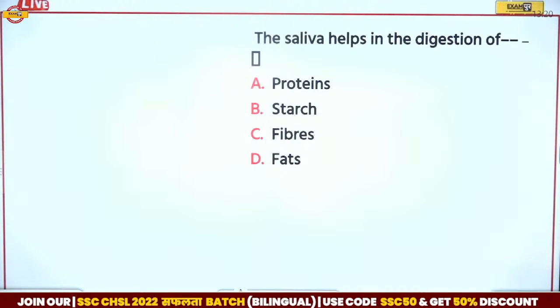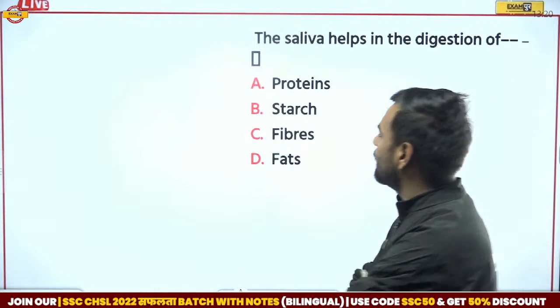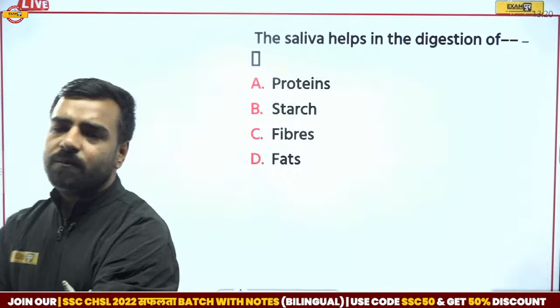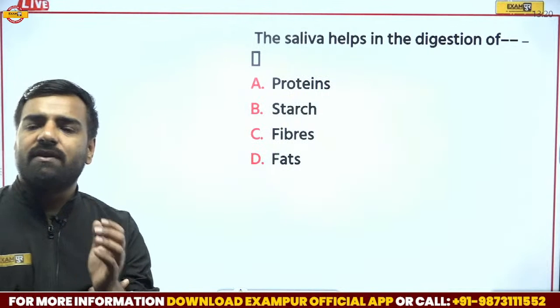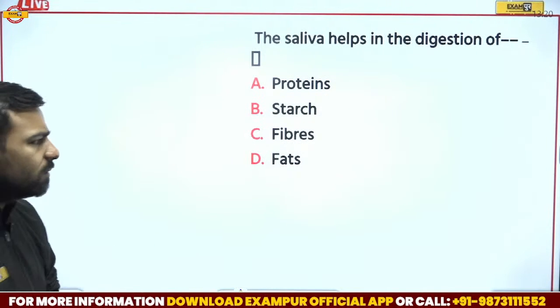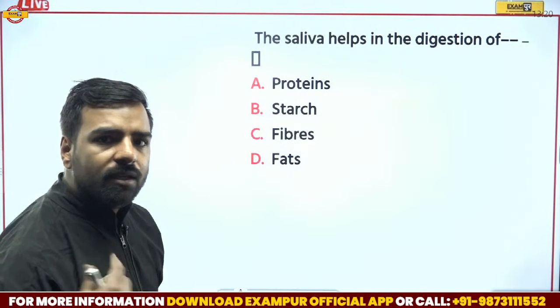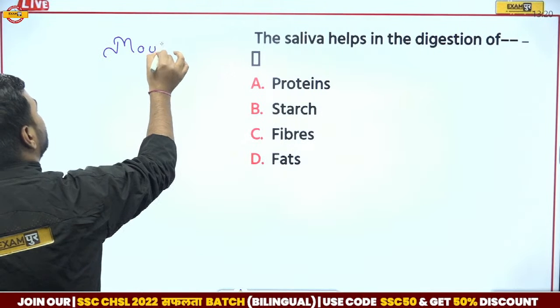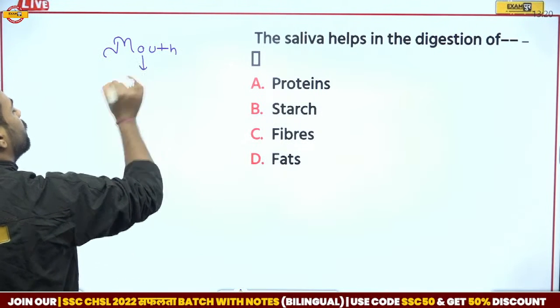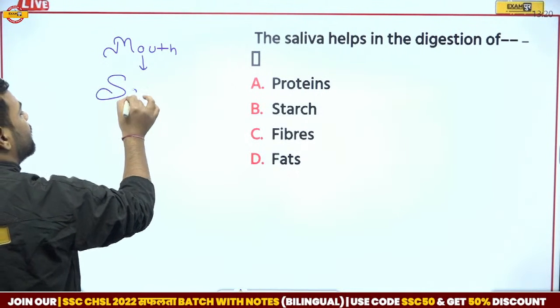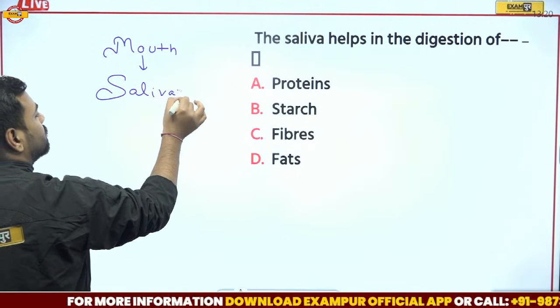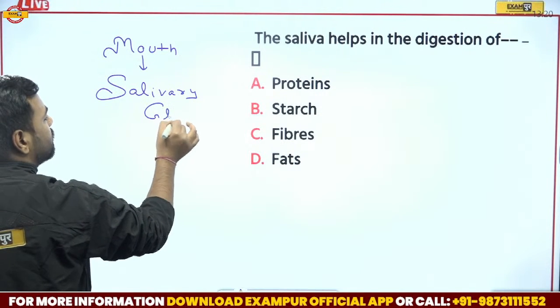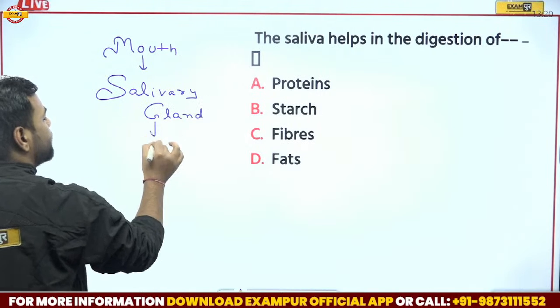Next we have, saliva helps in the digestion of what? Saliva is helping in the digestion of what? Now, when we were discussing saliva, you remember? When we talk about our body, if I talk about our mouth, in our mouth we have salivary glands where saliva is actually secreted.